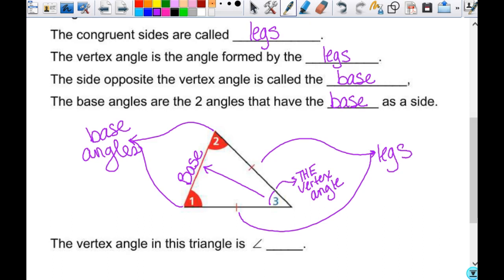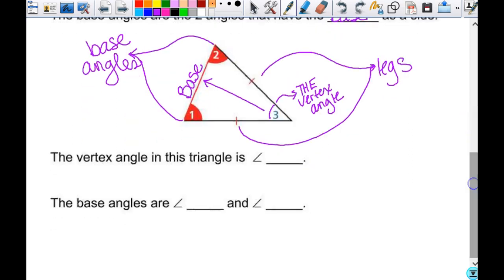Anything else? All right. So then the vertex angle in this picture is angle 3, and then the base angles are 1 and 2. Okay. Everybody okay with all that? Yes.